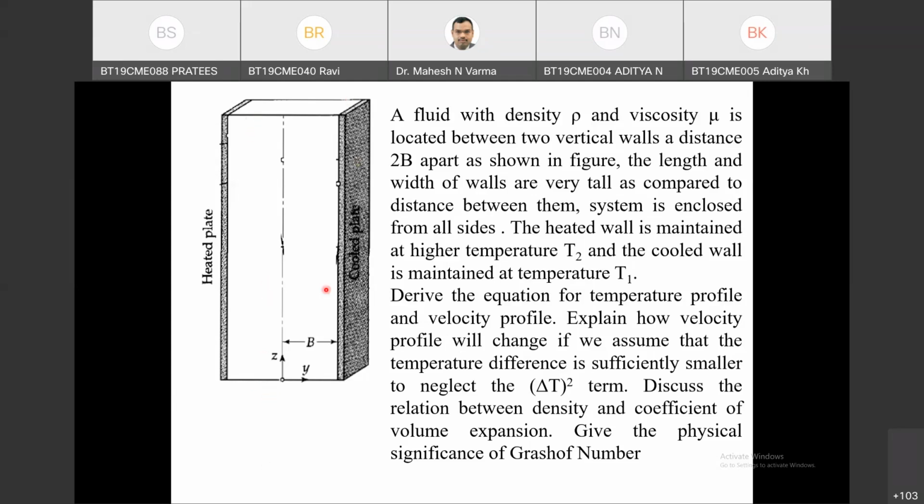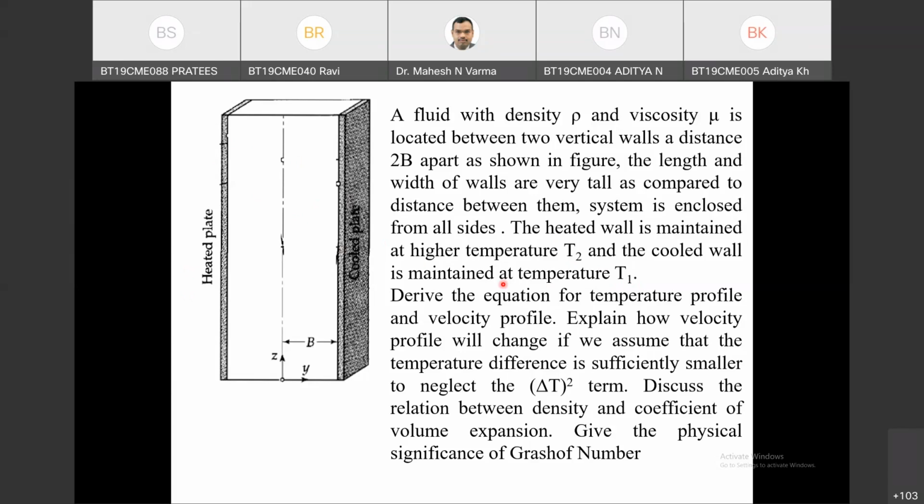So this is a rectangular box. This top is closed, bottom is closed, front is closed, back is closed. This left hand side is kept at lower temperature. Right hand side is kept at a higher temperature. T2 is the higher temperature and T1 is the lower temperature.